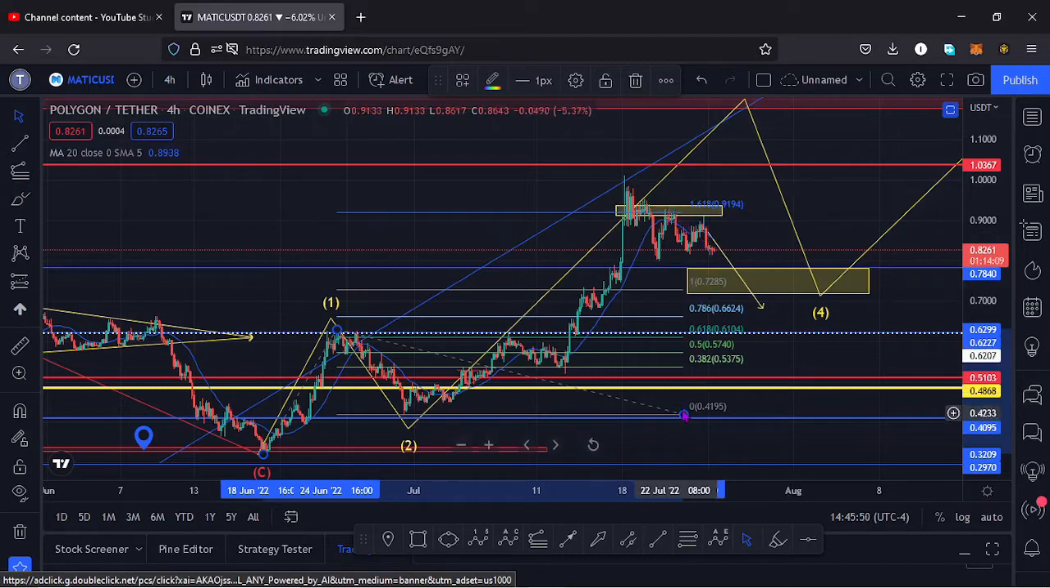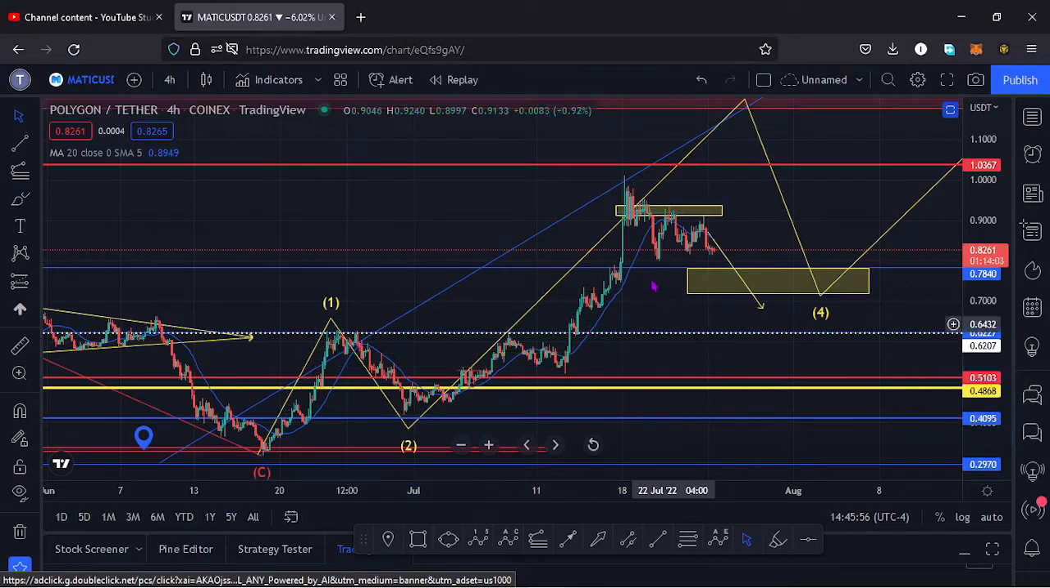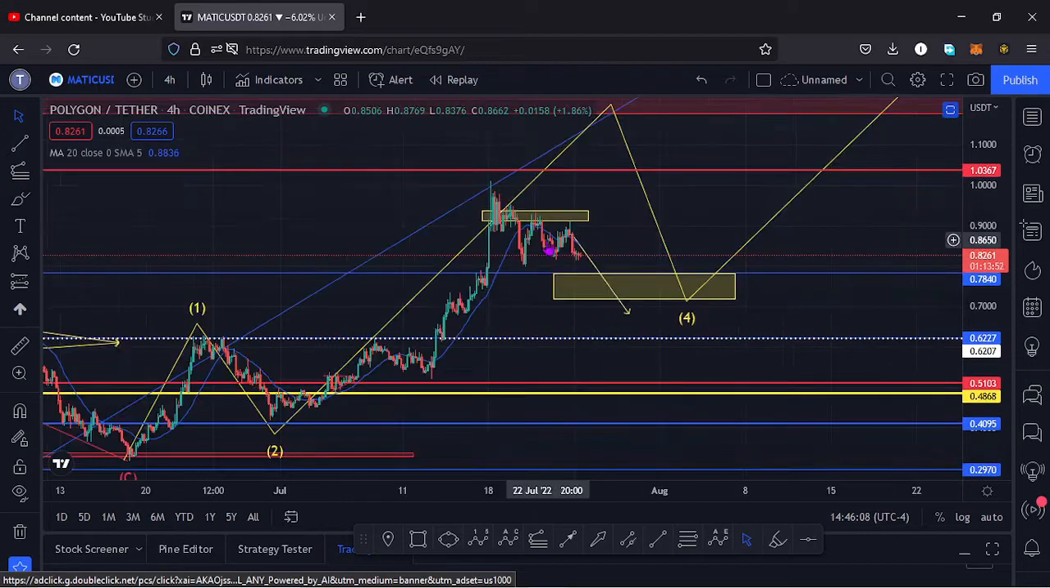So Polygon Matic respected that. We went to that key area, we went to that target area, we overshot it a little bit, and up there we faced a resistance. We couldn't move higher, and we started seeing a pullback to the lower side.